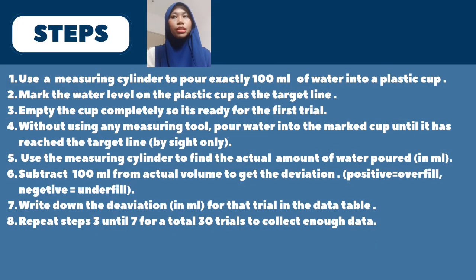Subtract 100 milliliters from the actual volume to get the deviation. If the result is positive, it's overfilled, and if it's negative, it's underfilled. Write down the deviation in milliliters for that trial in the data table. Lastly, repeat step 3 until 7 for a total of 30 trials to collect enough data.